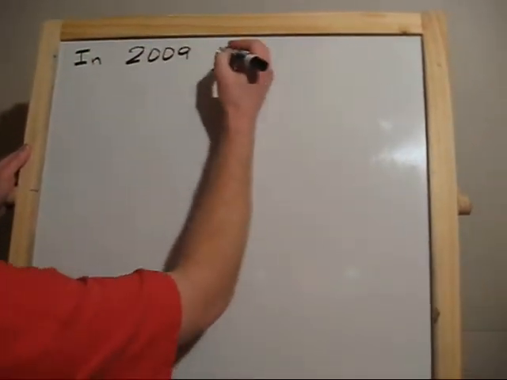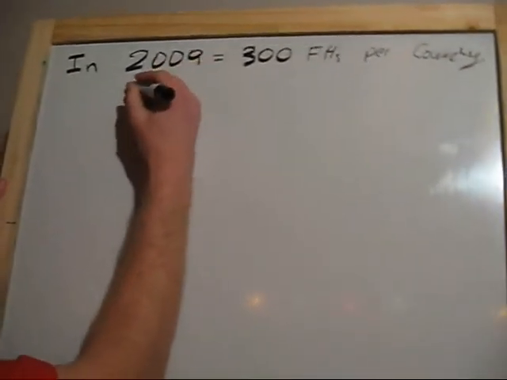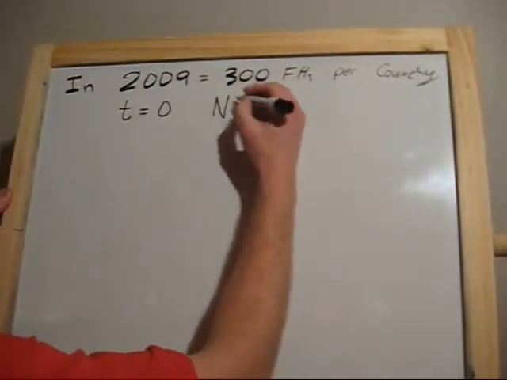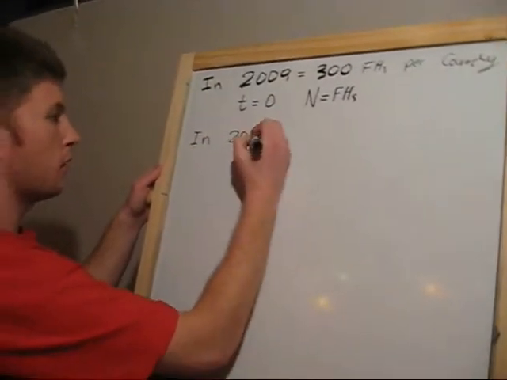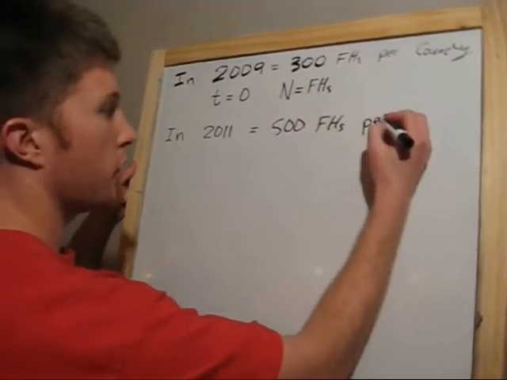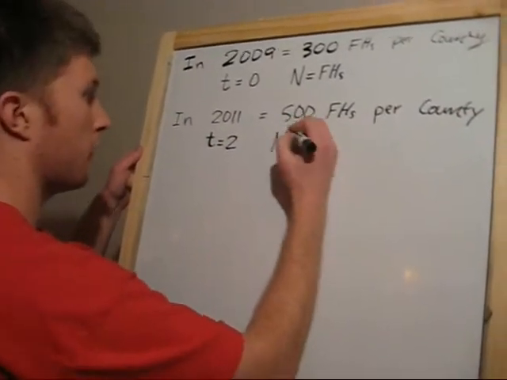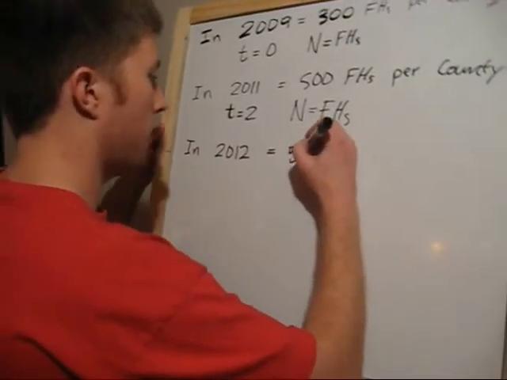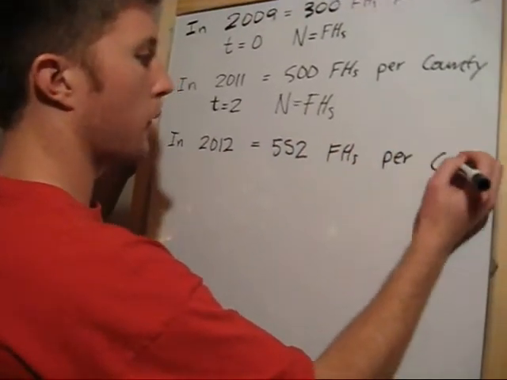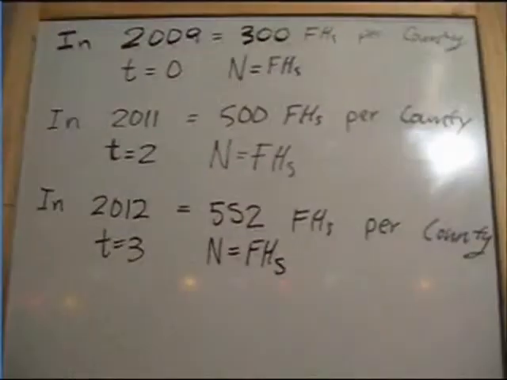In conclusion, in 2009, there were about 300 feral hogs per county. This means that t equals 0, since it's when we started, and N equals the number of feral hogs, which is 300. In 2011, there were about 500 feral hogs, so t equals 2 and N equals 500. When t equals 3 in 2012, we have predicted that there will be about 552 feral hogs.